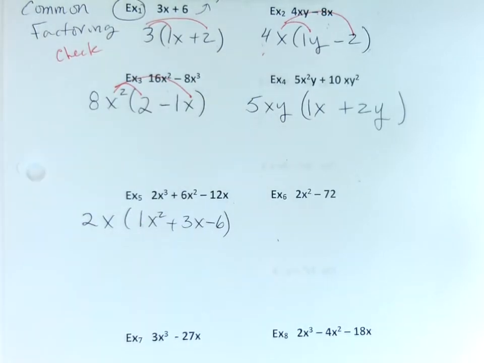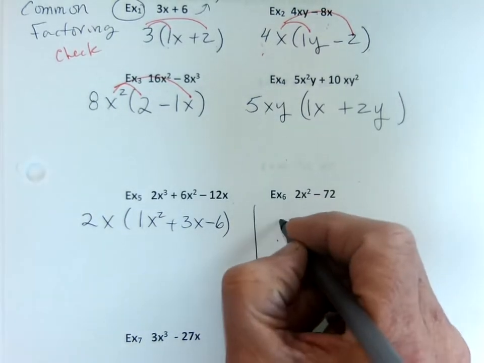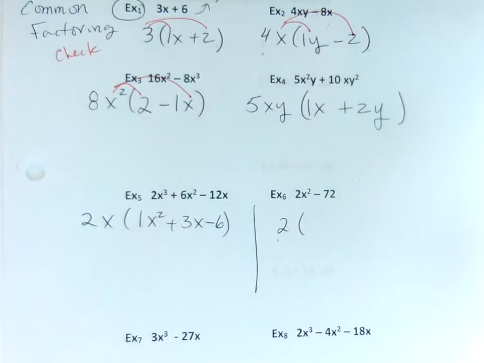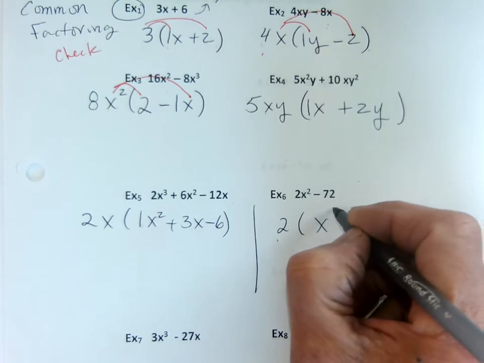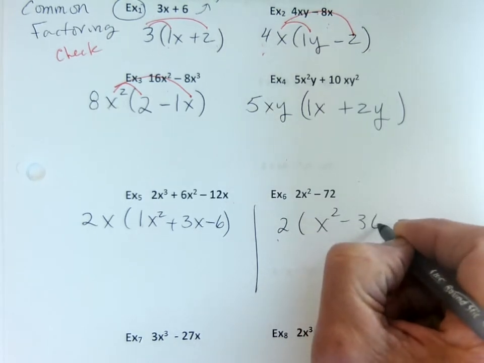Okay, but how about example 6? I don't know. That's too big of a number. 2, I agree, 2. And then, see, this is where I'm on.